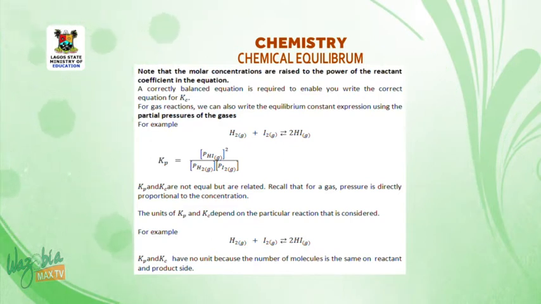For gases, we can also write the equilibrium constant expression using the partial pressures of gases. Now, in the above reactions, Kp is used for partial pressure. Kp here will be the partial pressure of hydrogen iodide raised to the power of 2 over the partial pressure of hydrogen multiplied by the partial pressure of iodine. Kp and Kc are not equal but are related. The units of Kp and Kc depend on the particular reaction that is considered.